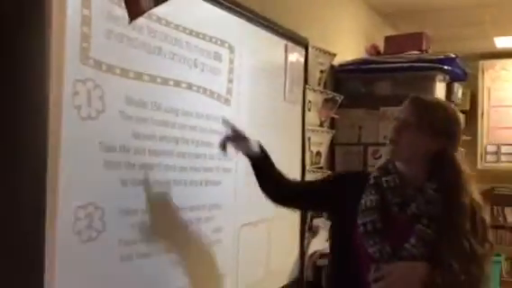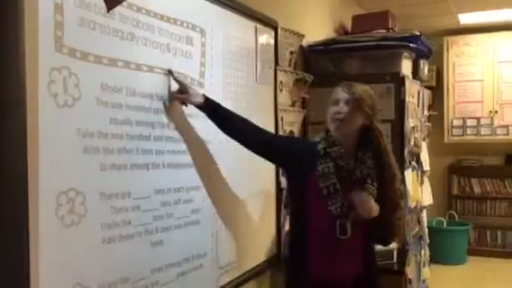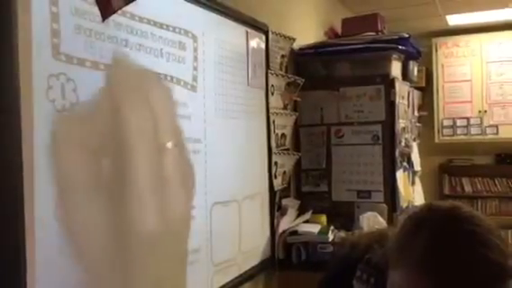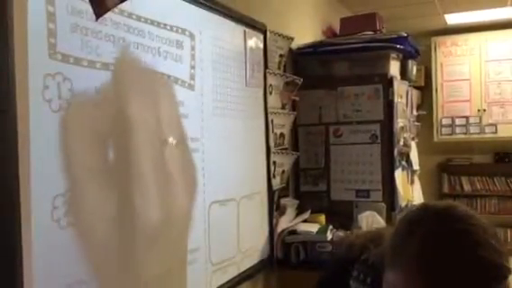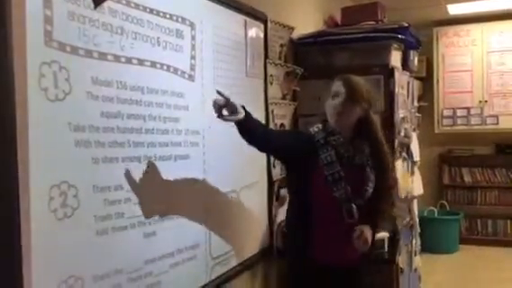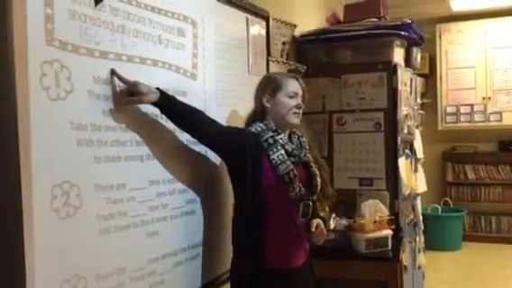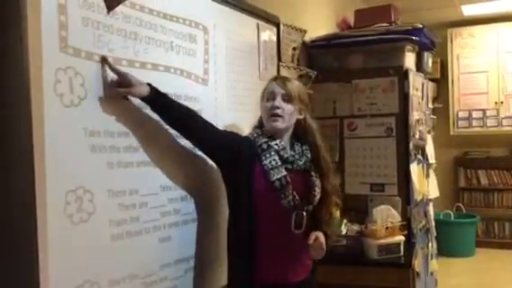We're going to be using base 10 blocks and modeling 156 shared equally among 6 groups. So how we're going to write this is 156 divided by 6. Now, using this, how many hundreds do we have? Who knows? How many hundreds? Kate. 1. We have 1 hundred.